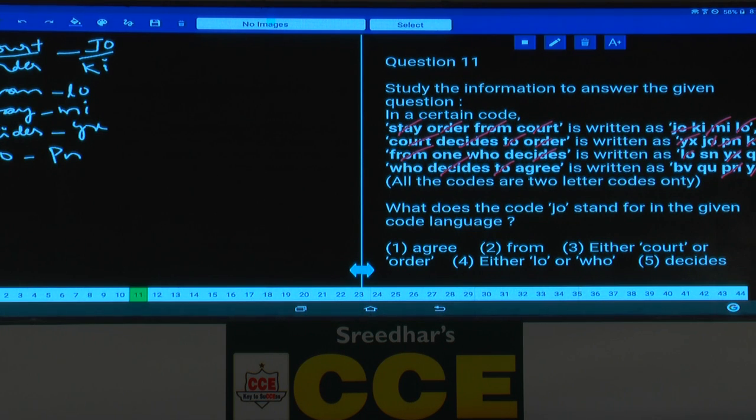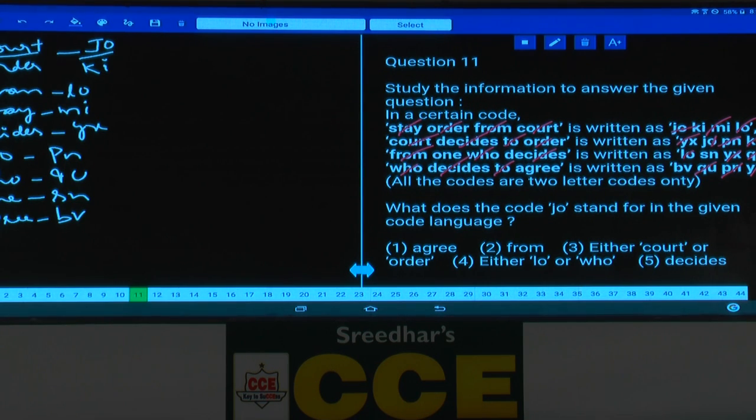Then next one. Then 1 and who are left over in third and fourth sentence. Now who and who, then which is common here? QE is common, and the code to the word who is QU. Then what is left over in this one? 1 is left over, and the code to the word 1 is SN, and next one is agree, and the code to the word agree is BV. Now these are the words and their corresponding codes.